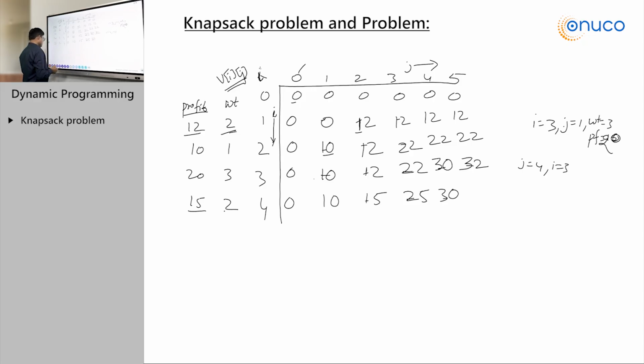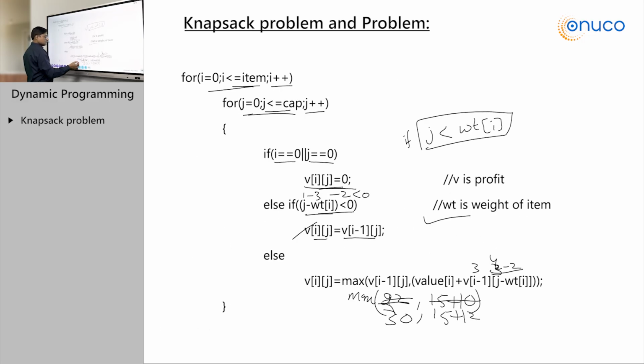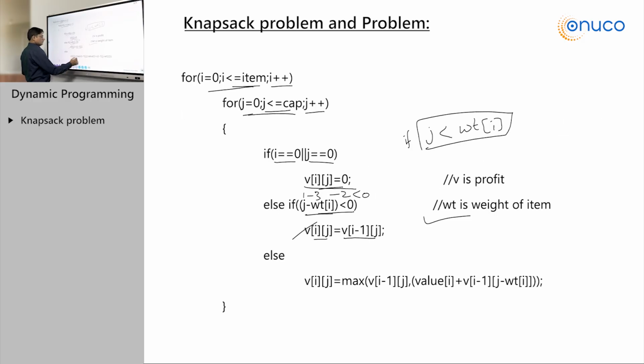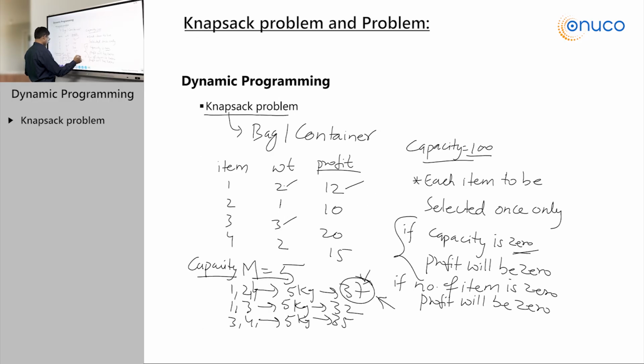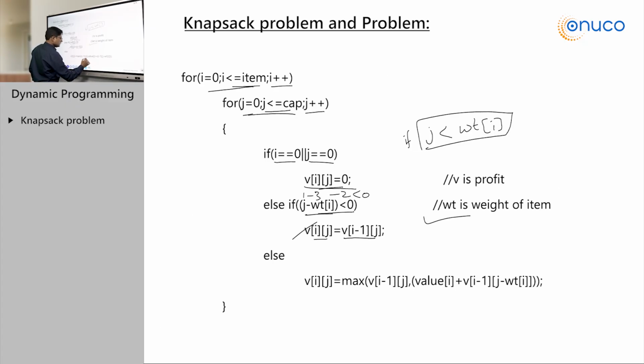Alright. So now we are at the last position. In that case, again we will come to the else part and I will clear this. Let us see what the positions are in the previous row. J is 5, weight is 2. Okay, so last row, V of I minus 1, J, previous row, same column. So what is the previous row, same column value? It is 32.